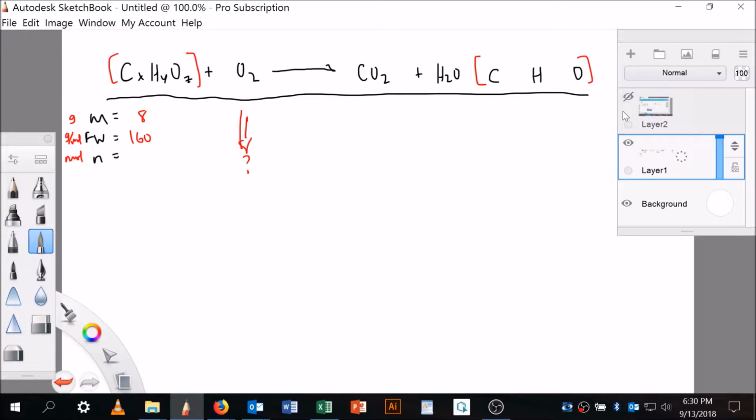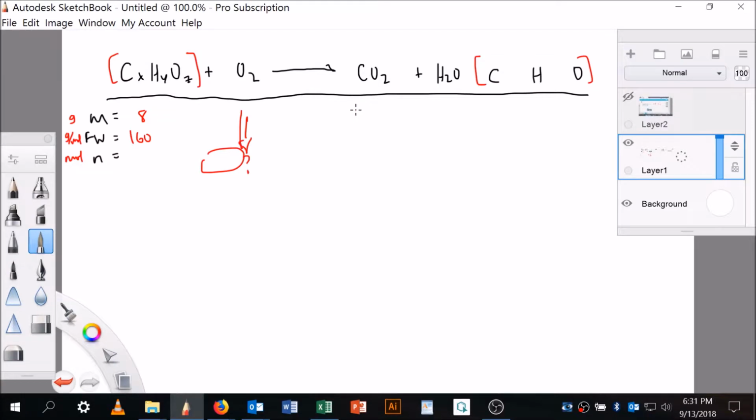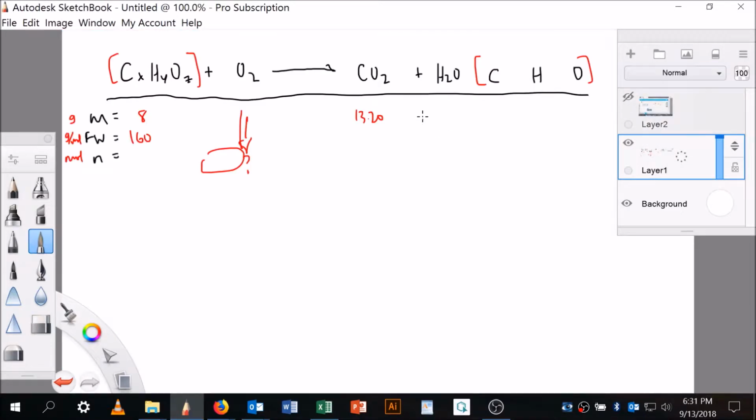But we do know how much carbon dioxide was there. How much was it? We made 13.2. Can you see it right here? 13.2 grams of carbon dioxide. And how many grams of water? 3.6. Right? And look at this now. We know this is 44.01 grams per mole. This is 18.02 grams per mole.